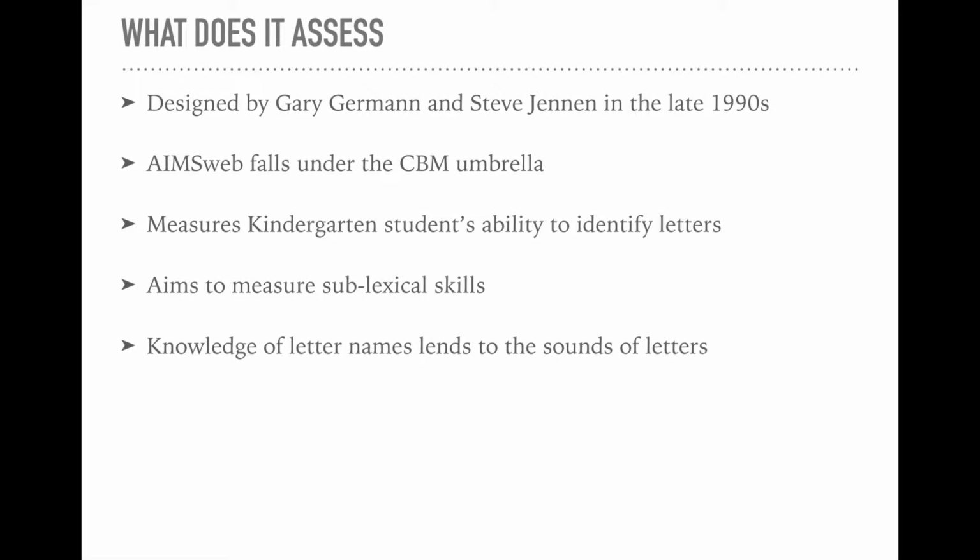Designed by Gary German and Steve Jenin in the late 1990s, the AIMSweb passage set, specifically for this video, the letter naming fluency probe, is used to measure kindergarten students' ability to correctly identify upper and lowercase letter names within a 1-minute period. The readily accessible AIMSweb assessments are able to be utilized at various grades. This specific measurement is used to measure the sublexical skills such as phonological awareness.